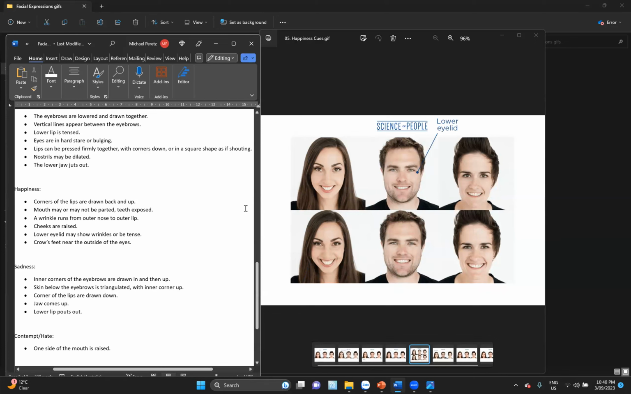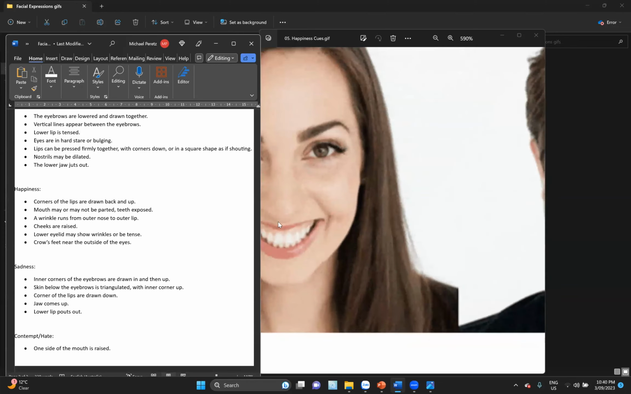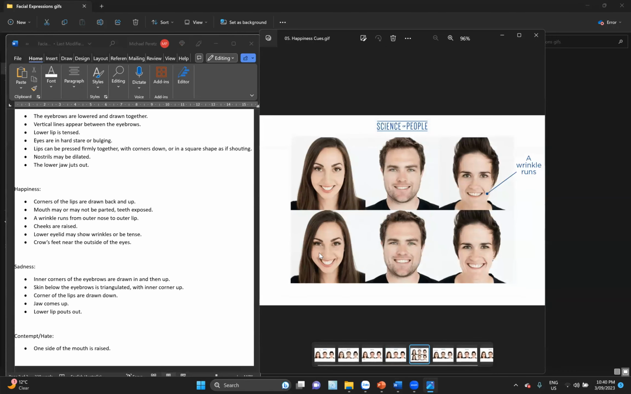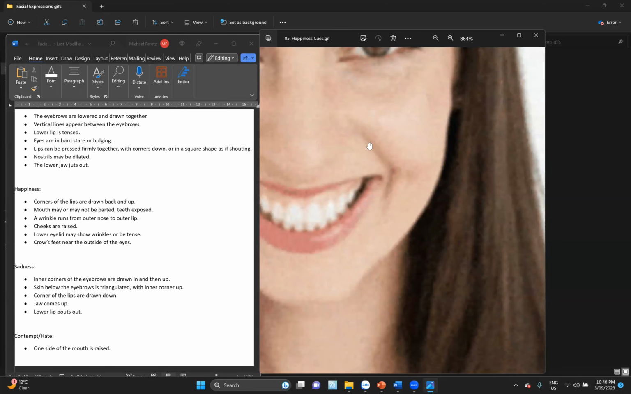The wrinkle tends to run from the outer nose to the outer lip. So we see there it's particularly deep on this first lady's face. There we go. Oh, I don't even need to close it off. Sweet. So yeah, we can see those lines there from the outer nose to the outer mouth.